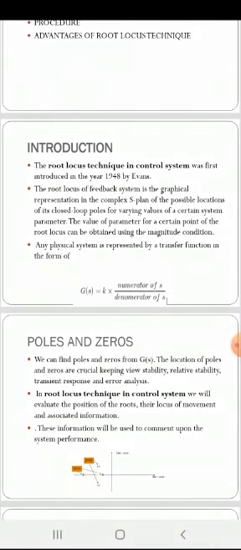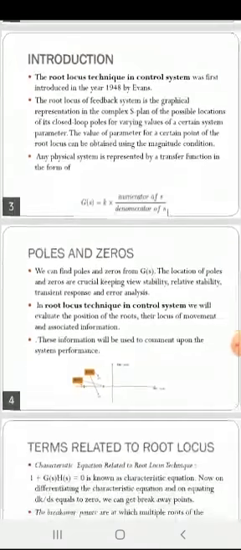Now let's have a look at the poles and zeros. We can find the poles and zeros from G(s). The locations of the poles and zeros are crucial, keeping in view stability, relative stability, transient response and error analysis. In the root locus technique in a control system, we will evaluate the position of the roots, their locus of movement and associated information. This information will be used to comment upon the system performance. The figure shows the poles and zeros in a system.